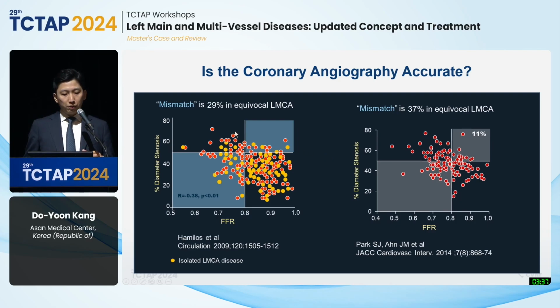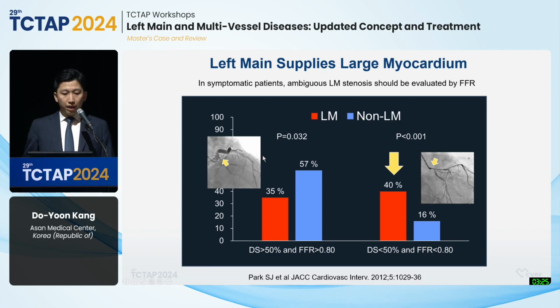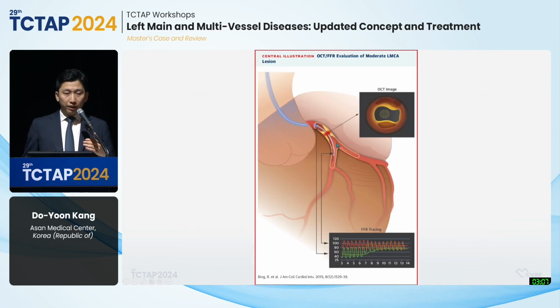There is more than 30% mismatch in left main coronary artery disease when comparing 50% diameter stenosis to FFR 0.8. Because the left main supplies a larger myocardium than other vessels, more patients with left main than non-left main disease have significant FFR even at a lower degree of diameter stenosis. So there is some effort to evaluate the left main accurately with the imaging and FFR combination.